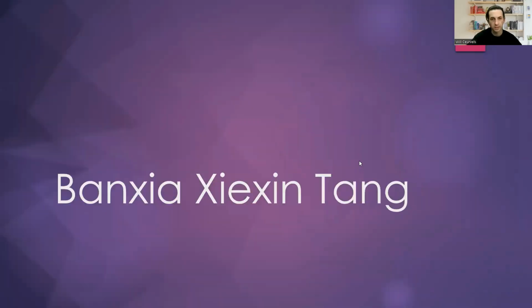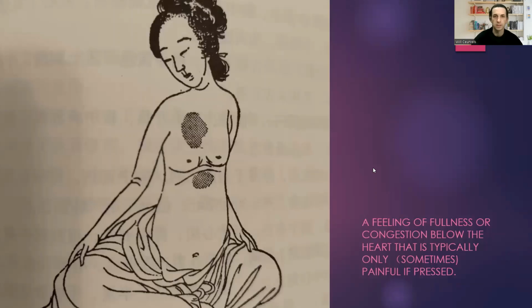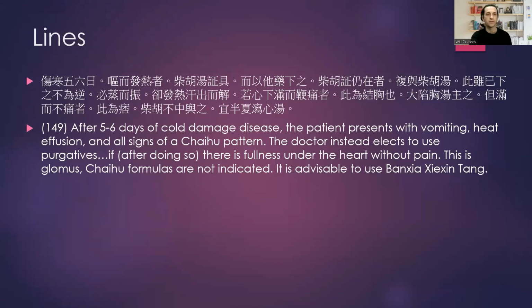Let's have a look now at the first glomus formula, which will be Banxia Xiexin Tang. We have the first line here, which says, after 5 to 6 days of cold damage disease, the patient presents with vomiting, heat diffusion, and all signs of a Chaihu pattern. The doctor instead elects to use purgatives. If after doing so there's fullness under the heart without pain, this is glomus. Chaihu formulas are not indicated. It is advisable to use Banxia Xiexin Tang.